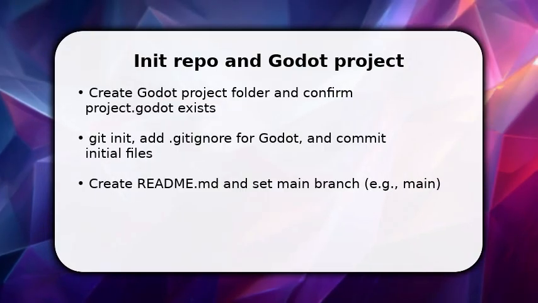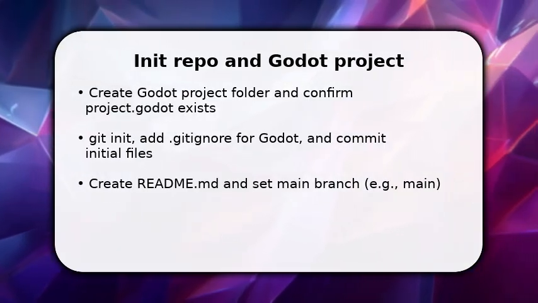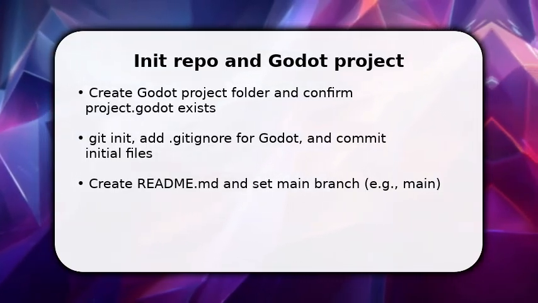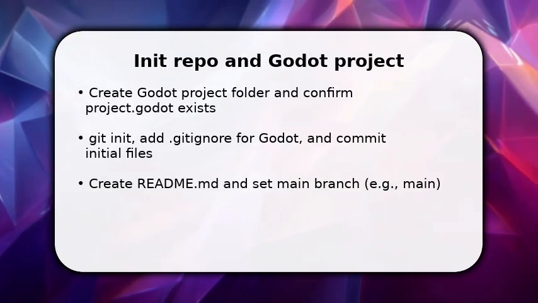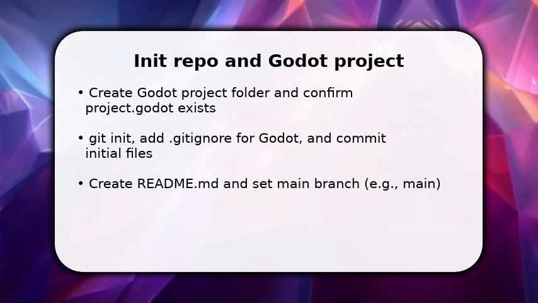You start by initializing the repository inside your Godot project folder. First, confirm project.godot is present so Godot can load scenes. Then run git init, add a concise .gitignore tailored to Godot to exclude import/temporary files, stage your files, and commit.